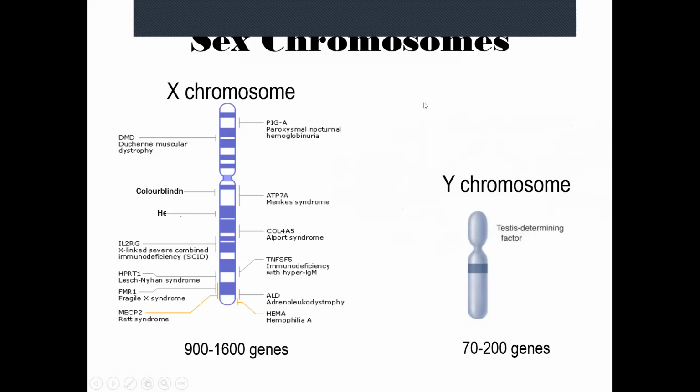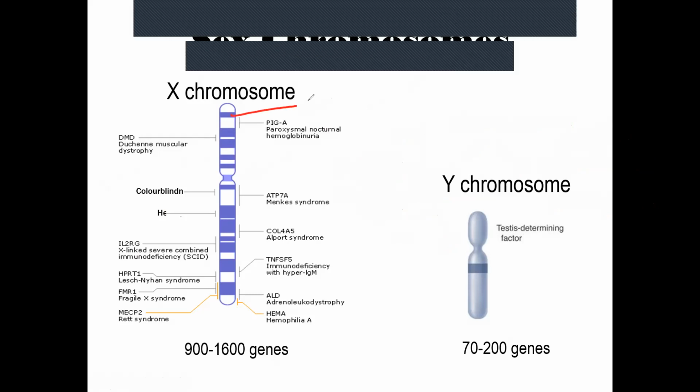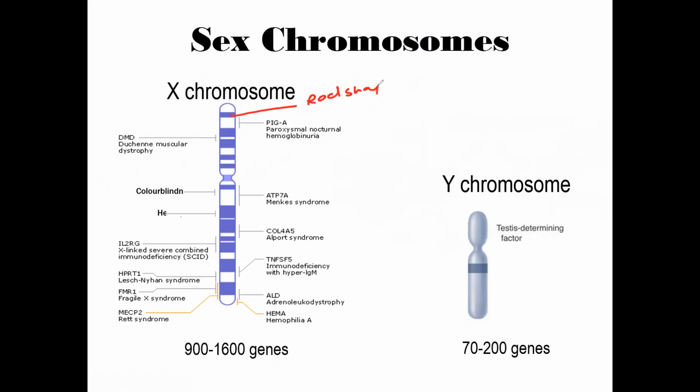Here we have the two sex chromosomes. One is the X chromosome. The X chromosome is slightly rod shaped, and the Y chromosome is different. The X chromosome is metacentric, carrying the centromere at the center. So we call this a metacentric chromosome.